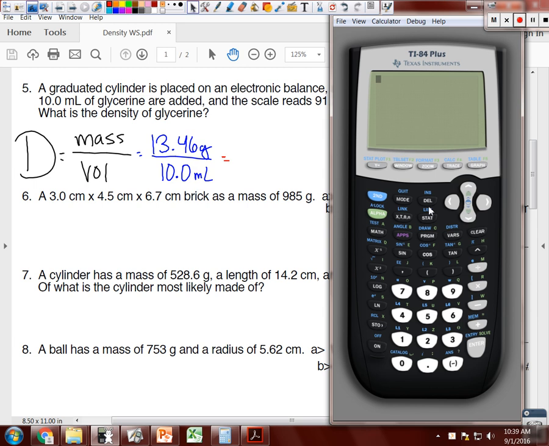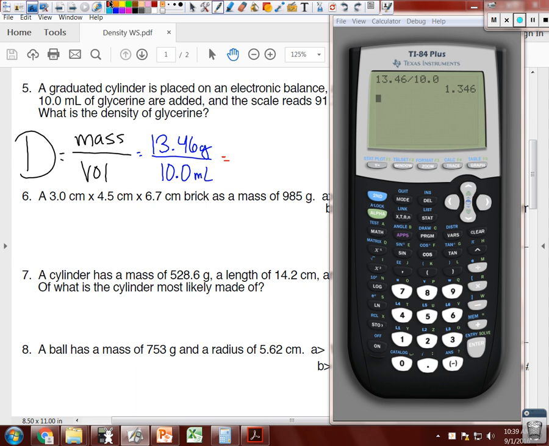Okay. All right. So we need to do the math here. So it is 13.46 divided by 10.0, and there is my answer. How many of you wrote down that whole value? Okay, if you did, that's fine. Significant figures are something we'll talk about later, but the correct answer in correct significant figures is 1.35. Again, it's not a big deal.